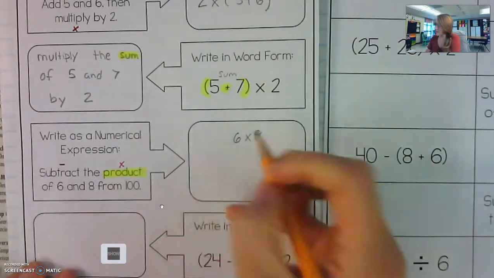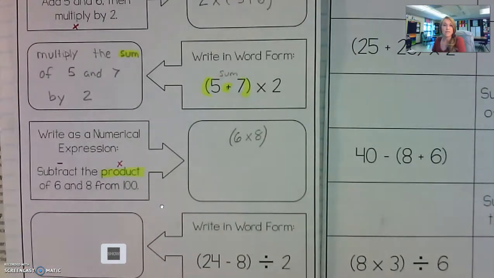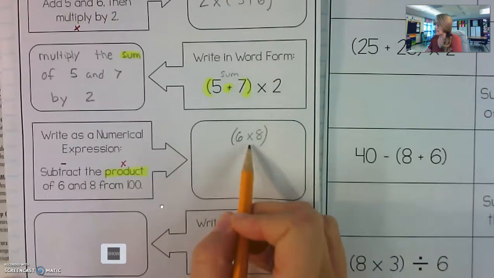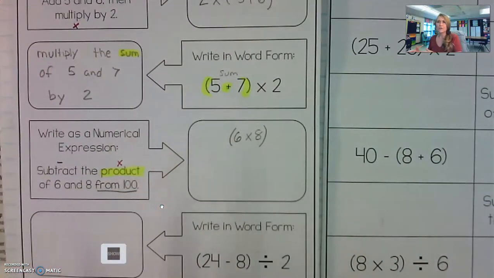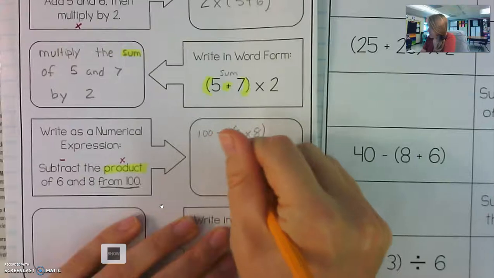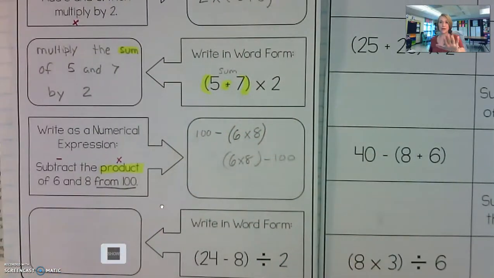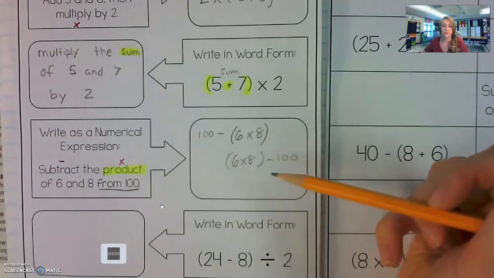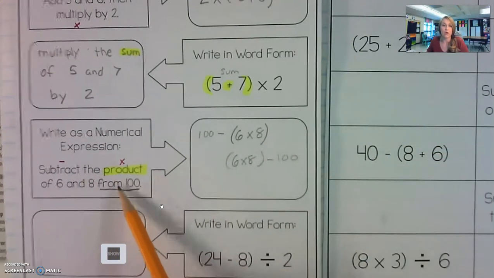All right, 6 times 8, I'm going to go ahead and put that in parentheses. Subtract the product of 6 and 8 from 100. Okay, subtract this from 100. From 100. Is 100 going to be in the front or in the back? Am I going to write it like this? Or am I going to write it like this? Don't you write it down yet, because we got to figure out which one's correct. Which of these is showing that we're subtracting the product from 100?